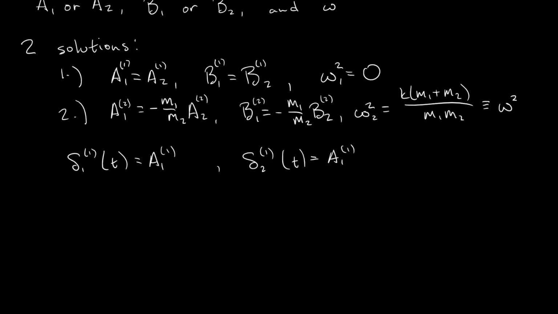And then the more interesting situation is the one where I have delta 1 of t equals A1 cosine omega t. Remember, omega is just this thing, so omega is the square root of this, plus B1 sine of omega t.